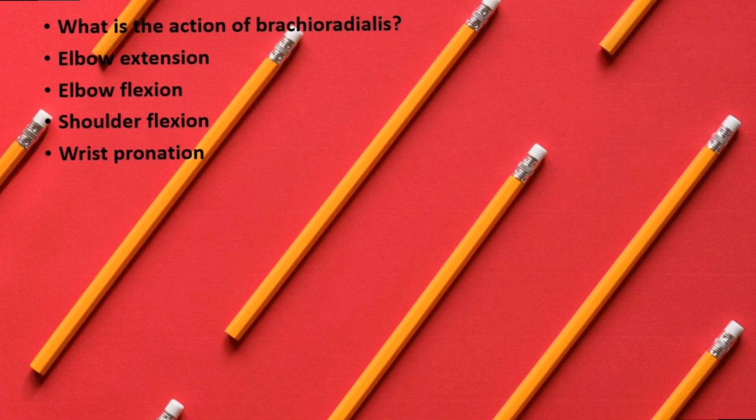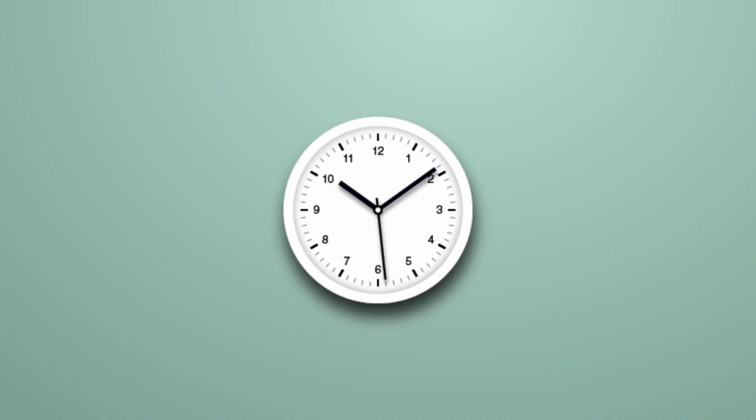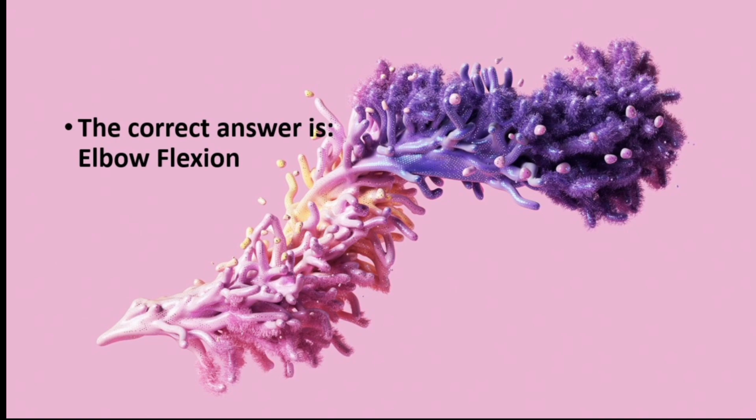Quiz. What is the action of brachioradialis? Elbow extension, elbow flexion, shoulder flexion, or wrist pronation? The correct answer is elbow flexion.